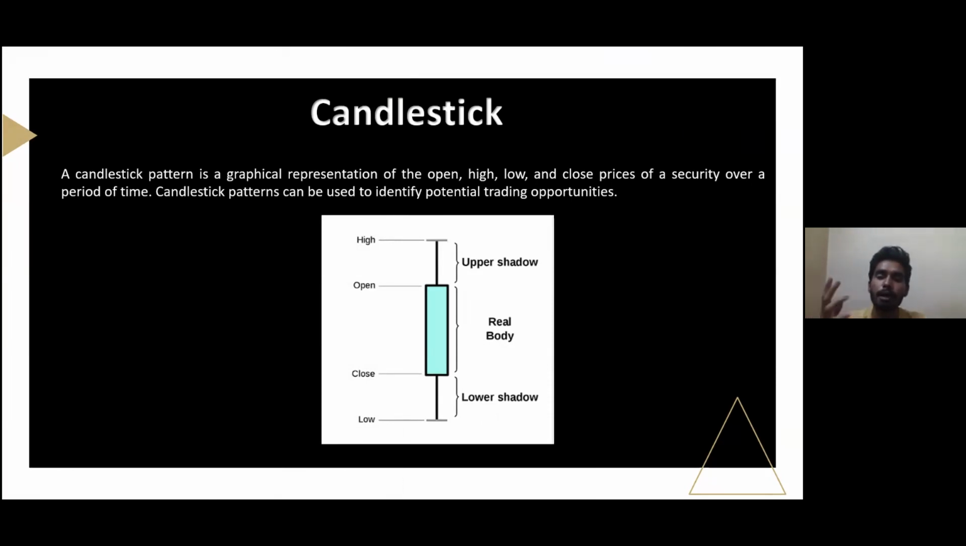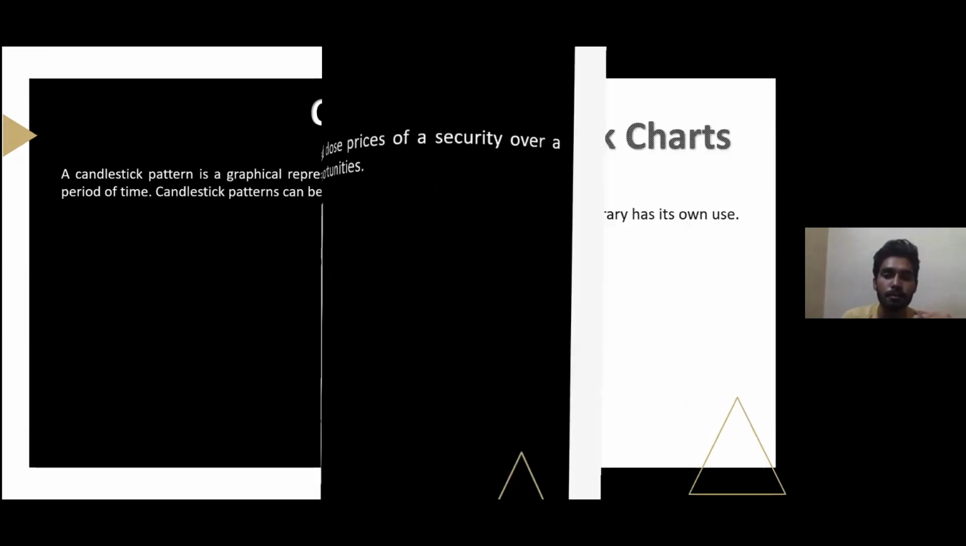So the open is the price, and the highs and lows are basically throughout the day, how high the price has gone and how low the price has gone. Basically, it's that.